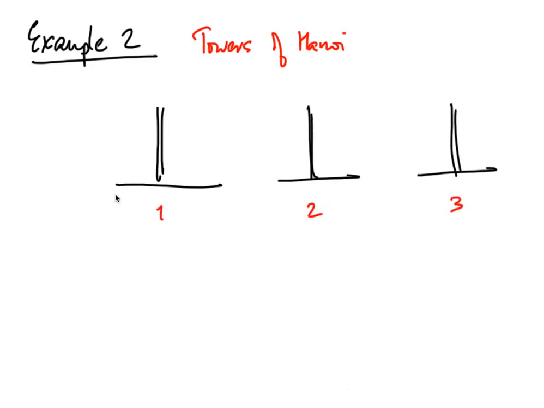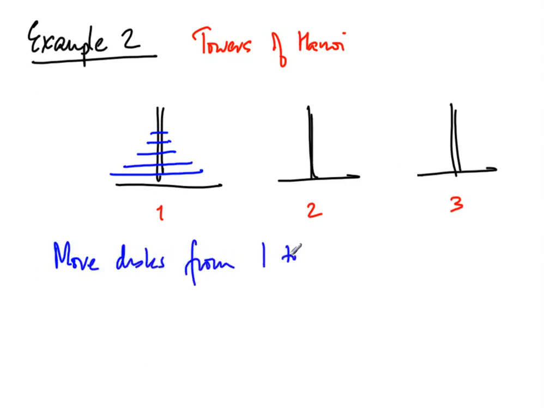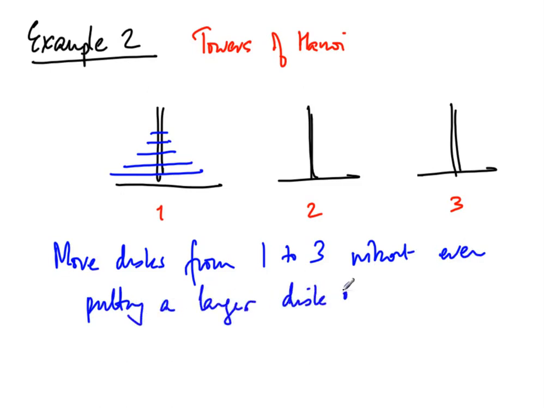Initially you have some collection of disks on one of these pegs, and each of these disks is of a different diameter and they are stacked up in descending order of diameter. The biggest one is at the bottom, the smaller one is above it, and so on. Now the rule is that you cannot put a bigger disk on a smaller disk, and the goal is to take all these disks and move them from 1 to 3, without ever putting a larger disk on a smaller one.